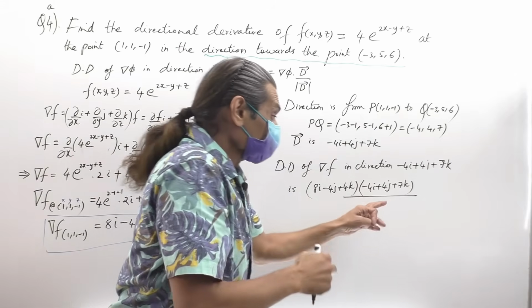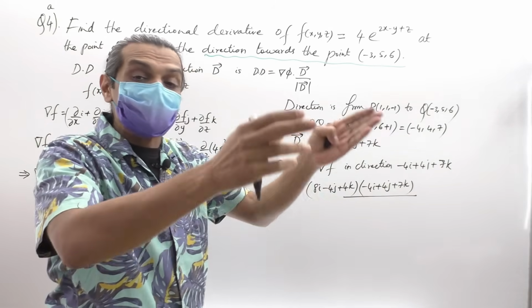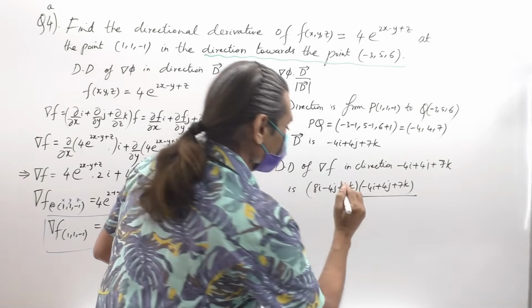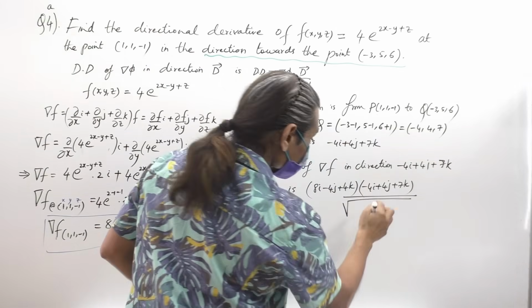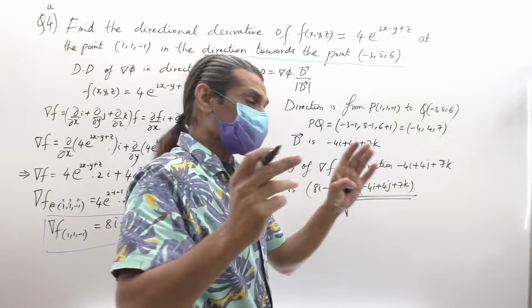Modulus of d. What is the modulus of this direction? Modulus means root of the sum of the squares of all the components, taken positive. That is root of, see, minus, that is always taken positive. Whether plus or minus, always take positive.